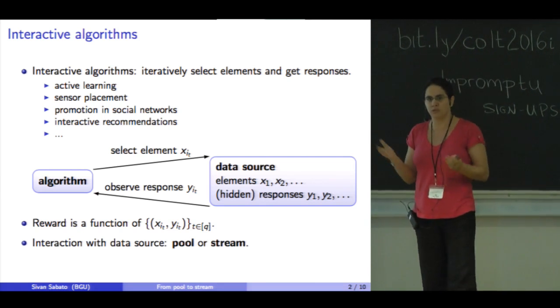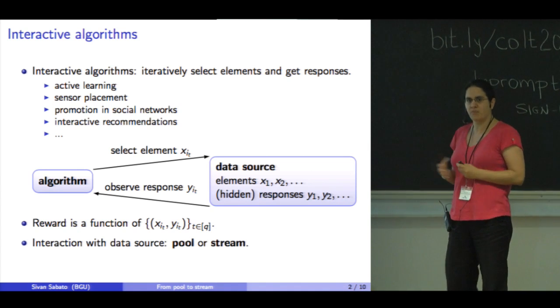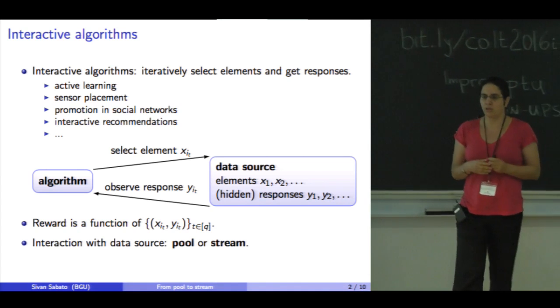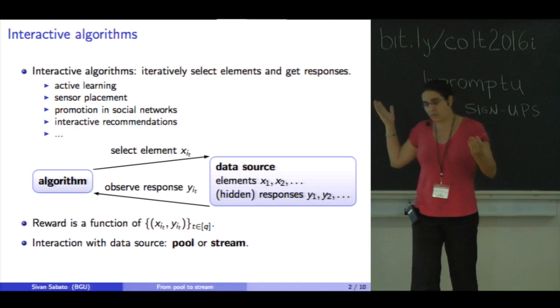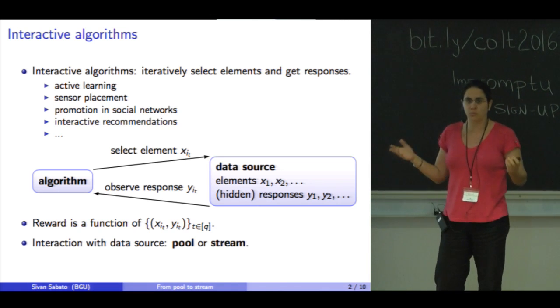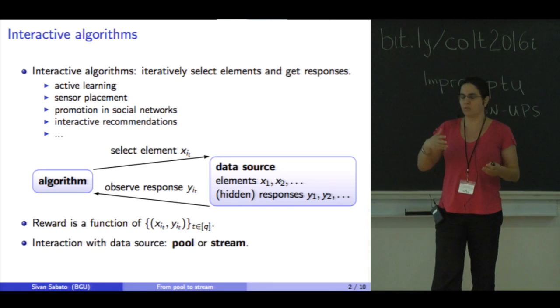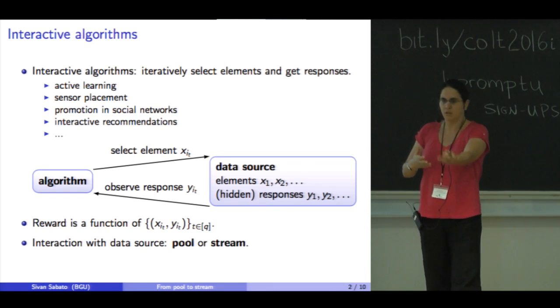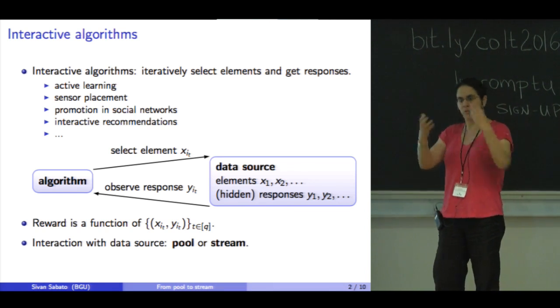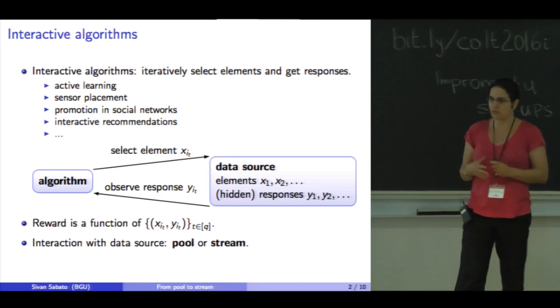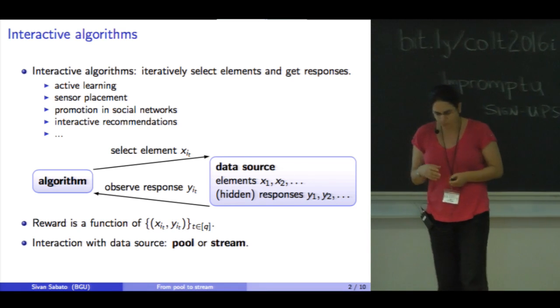It includes a lot of different applications. A very important one is, of course, active learning, which is a type of an interactive algorithm, but also a lot of other applications, just to name a few, interactive sensor placement, interactive promotion in social networks. We might want to choose a user to give a promotion to, then observe the response, then decide on the next user, etc., and many others.